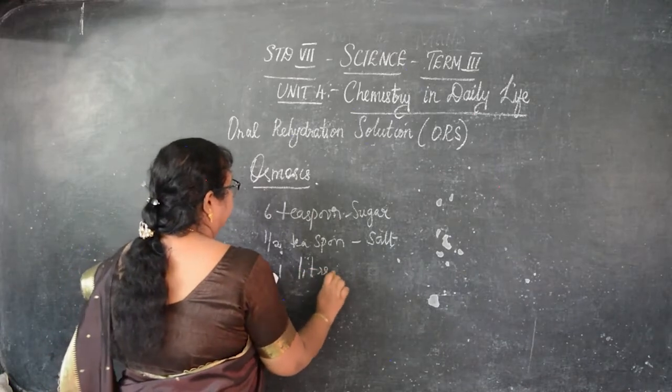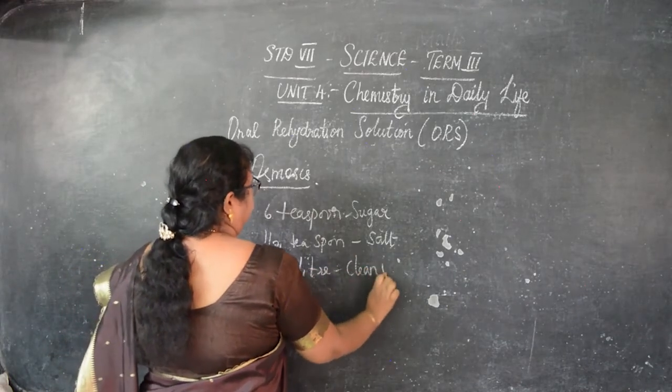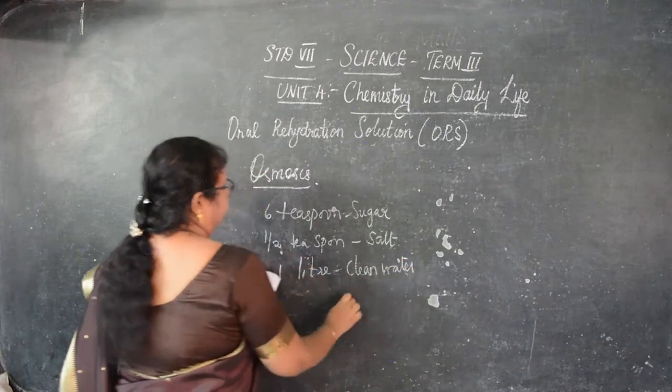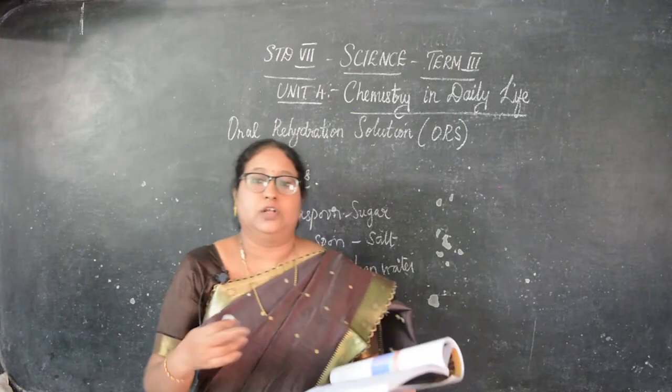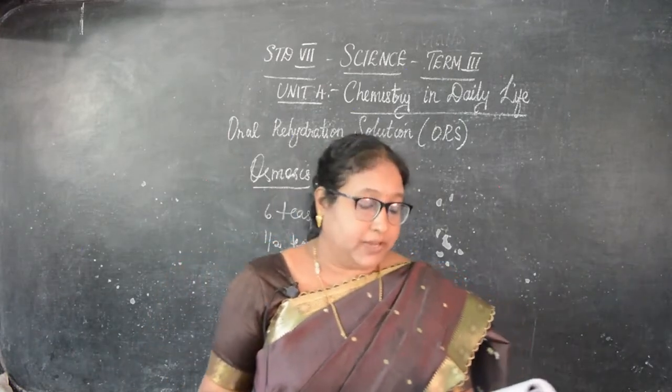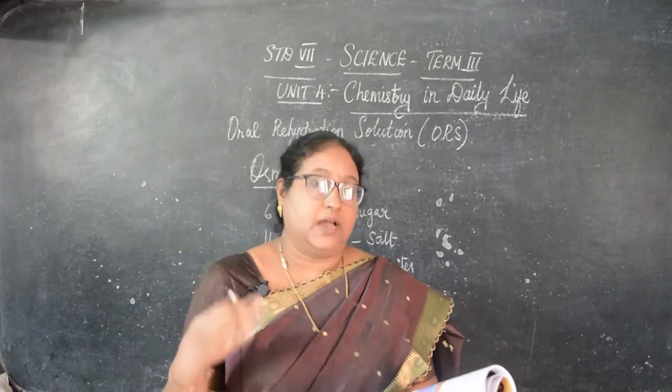1 liter of clean water you have to use for the ORS. Okay, 1 liter of clean water, half teaspoon salt and 6 teaspoons sugar. All this dissolved makes an ORS. Okay. Too much sugar can make diarrhea worse.